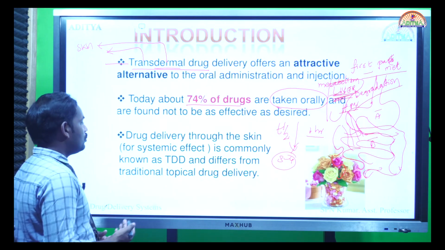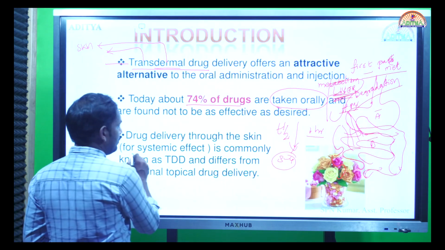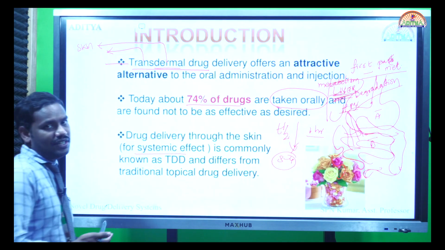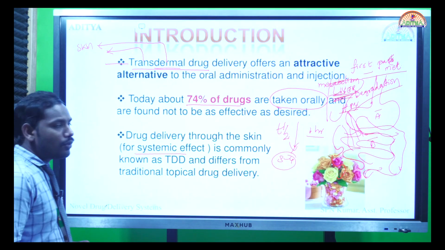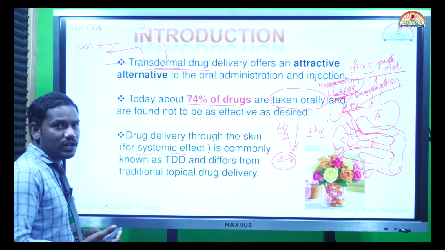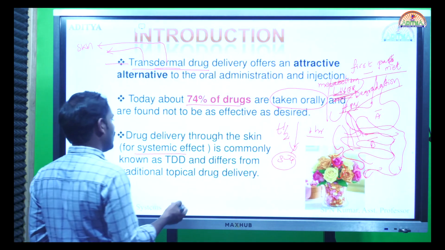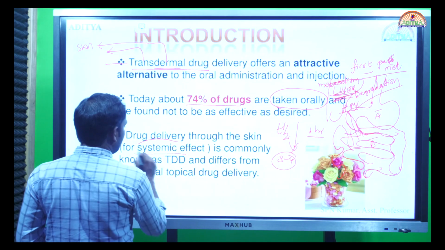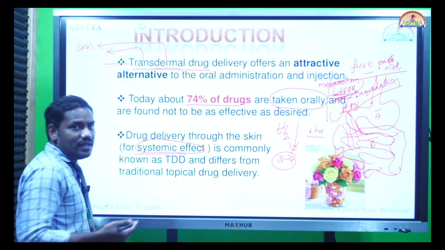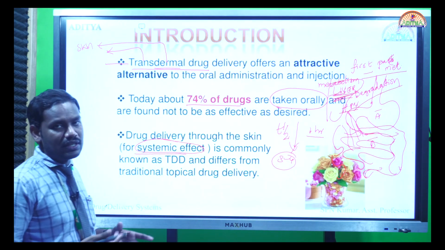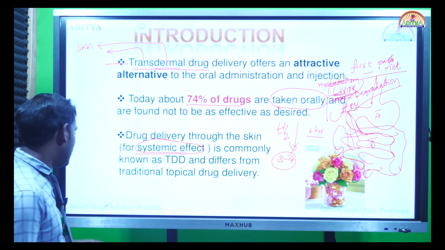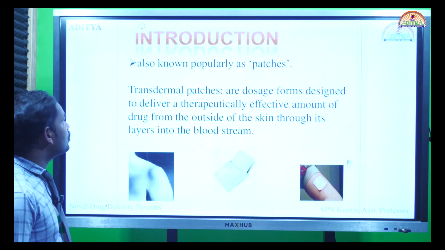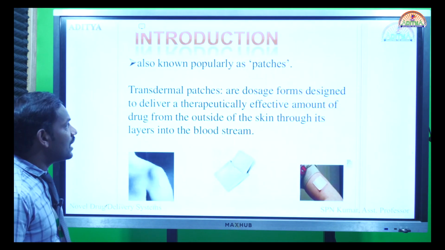Drug delivery through the skin for systemic effect is commonly known as TDDS. So here we are providing the drug through the skin for a systemic effect. Even though there are some locally acting drugs, mostly we use it for systemic effects. Not every drug can be given transdermally. There are certain criteria. We are going to come across those points. So this is the content from the first slide. Let us move on to the next slide, where we are going to see further topics regarding TDDS.